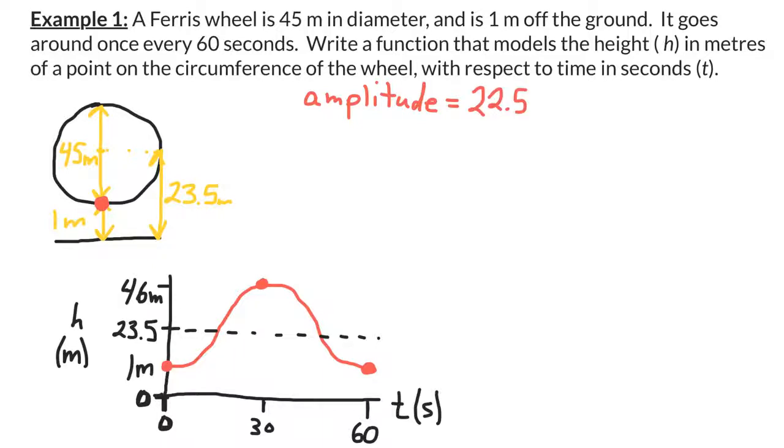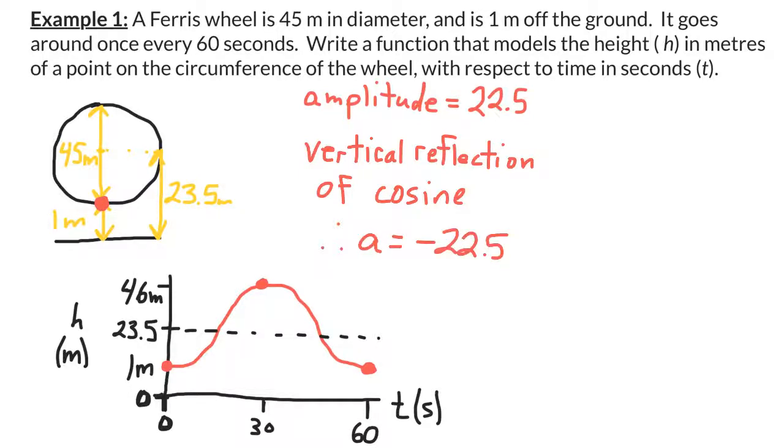The next thing I'm going to look for is the shape of the graph. So if you have a keen eye, you'll notice that this just looks like an upside down cosine function, a vertical reflection of cosine. So because the amplitude is 22.5 and we have a vertical reflection of cosine, we can say that our value of A is negative 22.5.